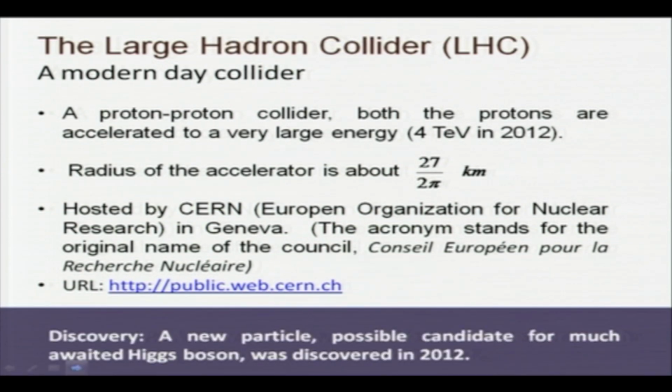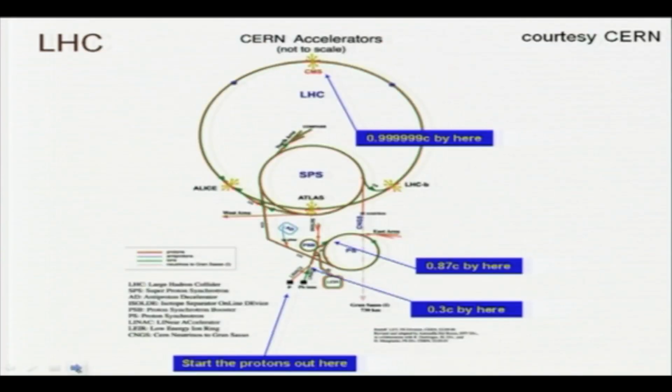As I said, a new particle was discovered, which was expected to be the candidate for the much-awaited Higgs boson. If you look at the schematic diagram of the accelerator complex, you will see that there are different stages of acceleration. This is what I said earlier: although the principles are simple, when you bring it to practice there are a lot of things one has to worry about. So, finally, this is the kind of design that CERN has decided on for the LHC.